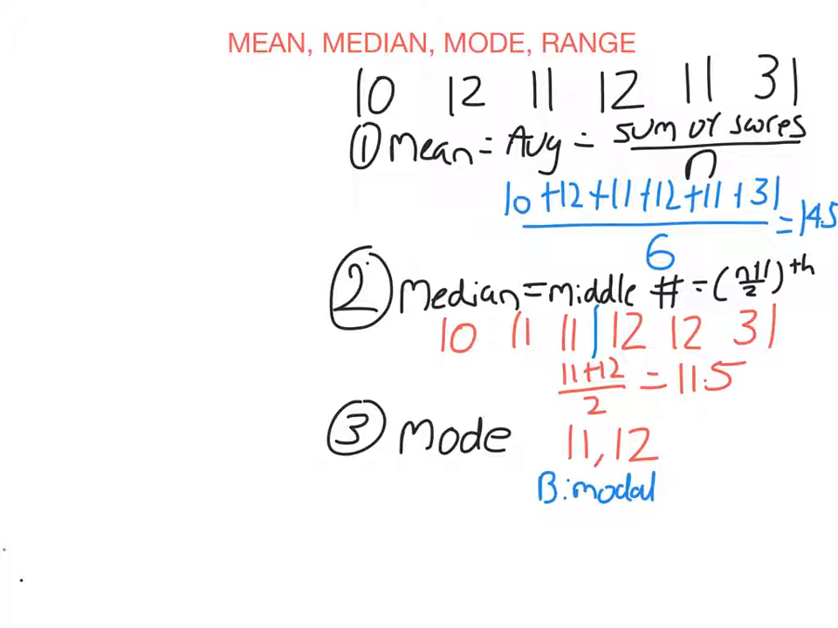So you can have more than one number for the mode. You can also have no numbers for the mode. If you have a data set like 1, 2, 3, 4, 5, and no number occurs more than once, we say the data has no mode.